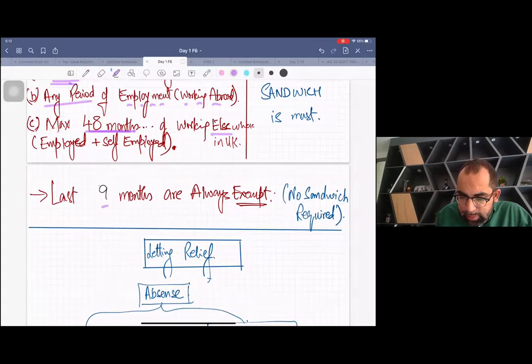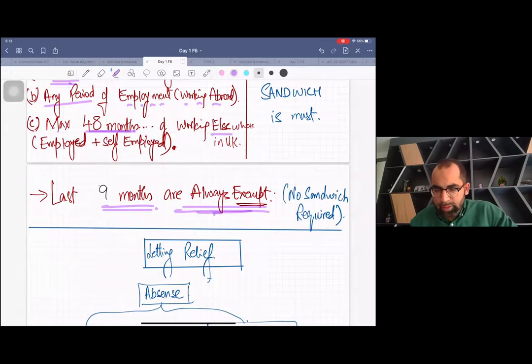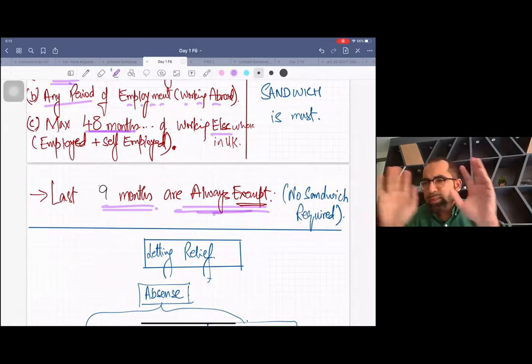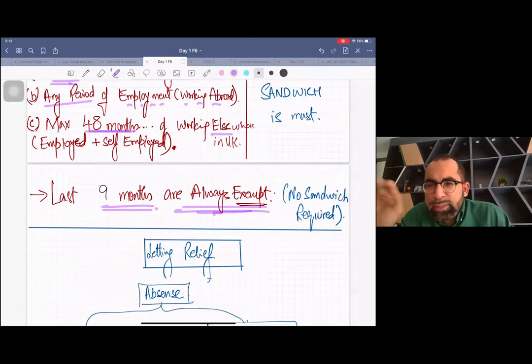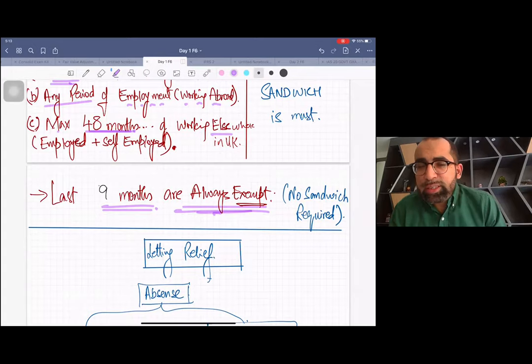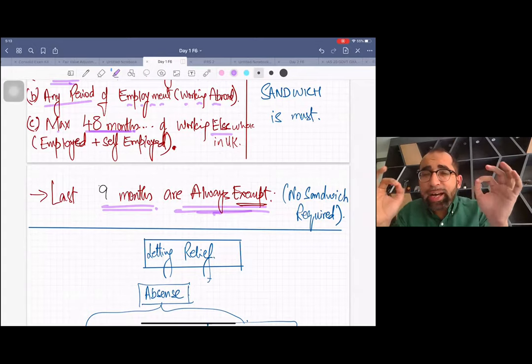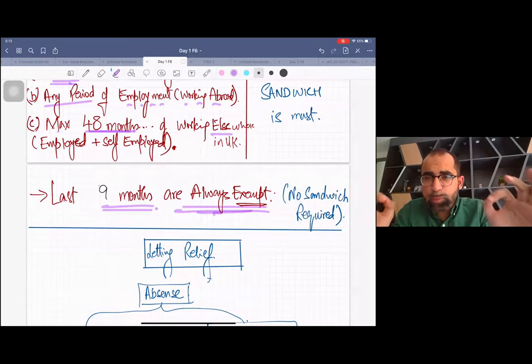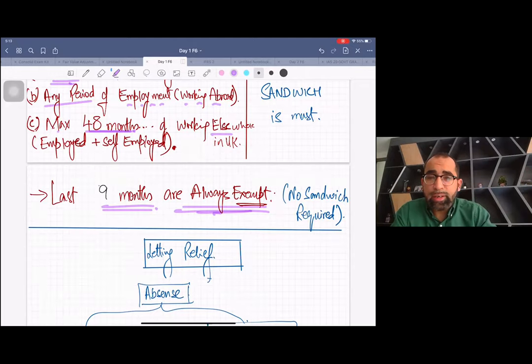One more leave: the last nine months are always exempt. For example, in each and every question, this is a routine thing. Always highlight the disposal date. Student, listen, in each and every question, always highlight the disposal date, right? Okay.